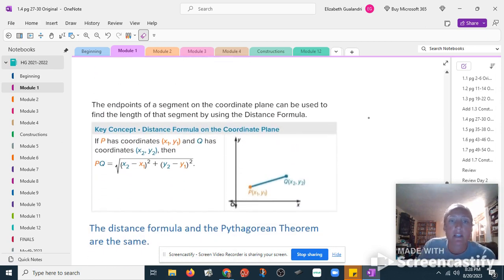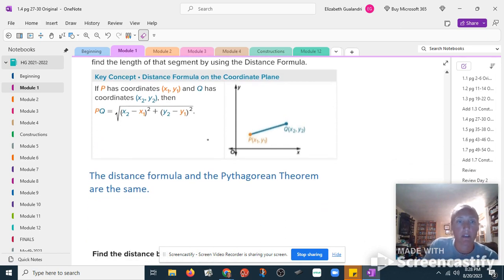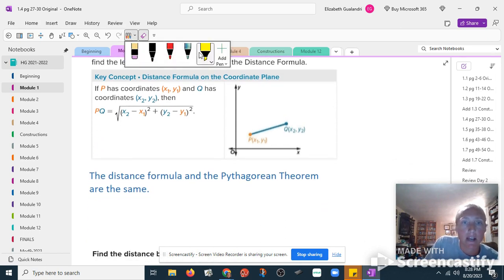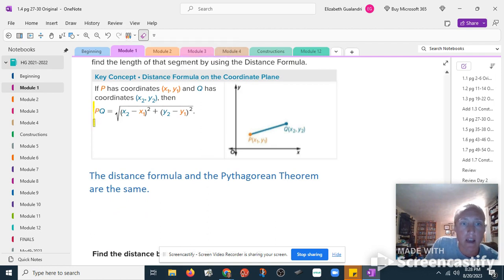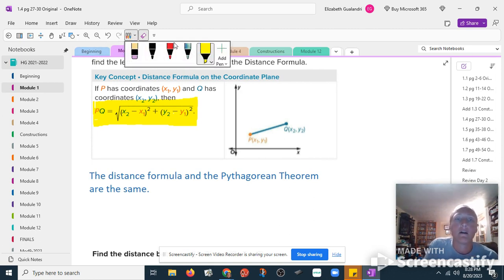The endpoints of a segment on the coordinate plane can be used to find the length of that segment by using the distance formula. So here we have our distance formula. This is something that I would highlight in here so that we know that we've got this. We've found where it's at. But the interesting thing is that there are, I should count the number of ways because I always talk about this, but I don't ever give the exact number. I want to say that there are like 8 ways to write the distance formula.